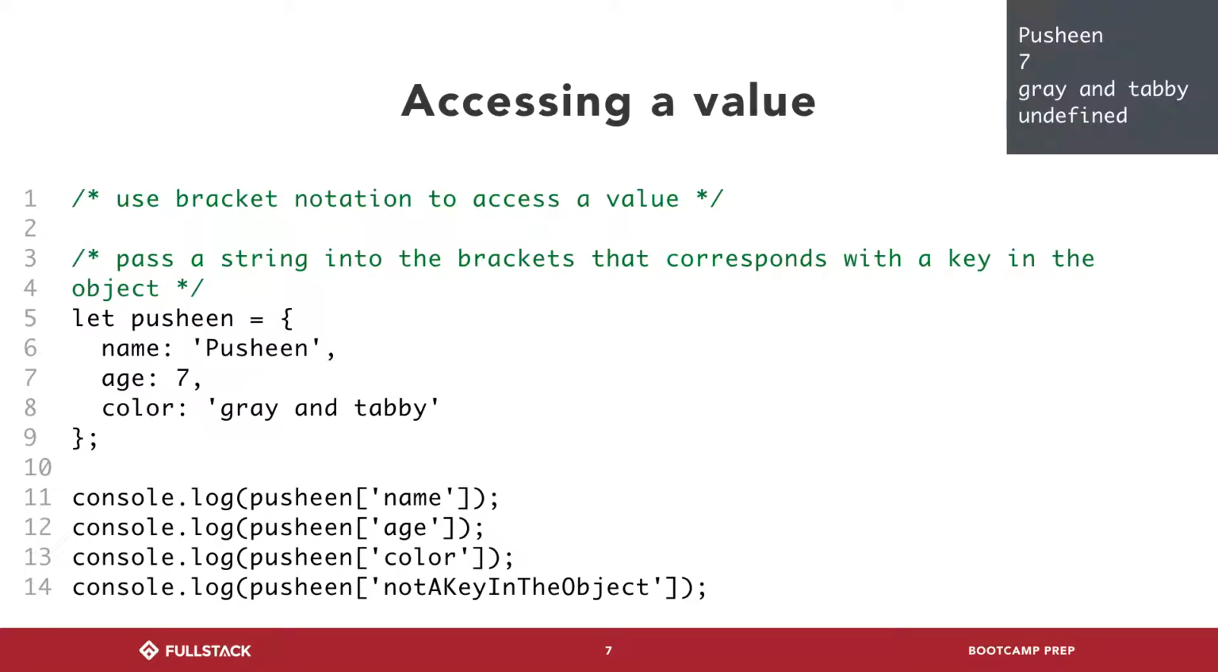And then lastly, as you probably could have predicted, if we do try to use a key that doesn't currently exist, what we're going to get for the value is undefined, which means, hey, this could exist in the future, but for now, there's nothing there.